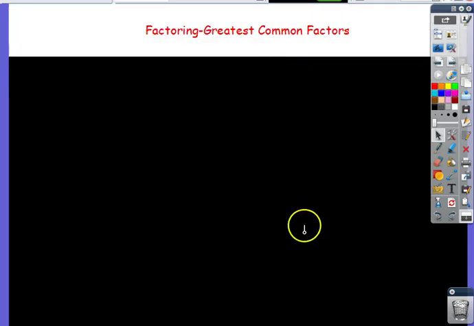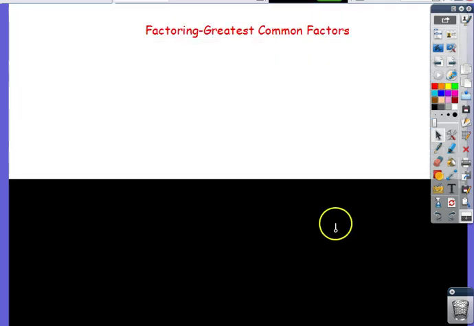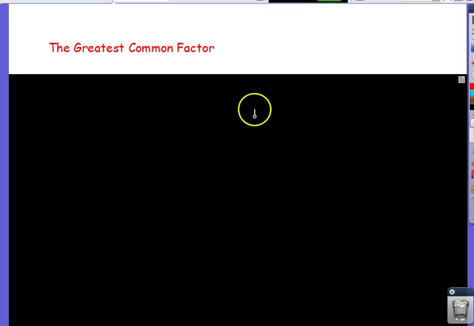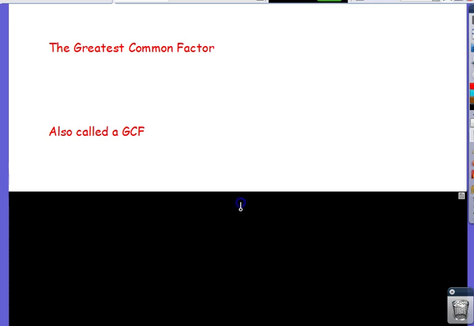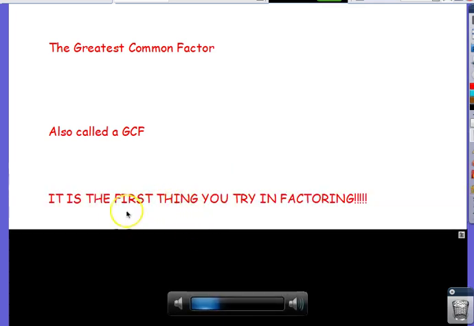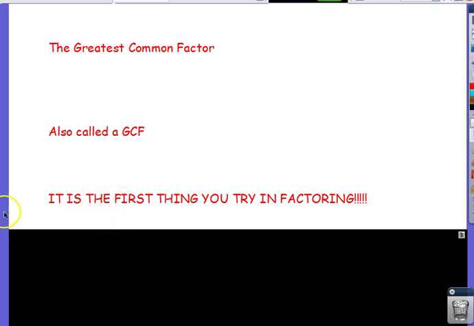Hello there, children. Today we are going to work on some factoring techniques. The first one, factoring with the greatest common factors. Now, just so we're aware, the greatest common factor is also called a GCF. For those of you in here, you need to realize it is the first thing you try in factoring at all times. So that's why we're going over it first, clearly.